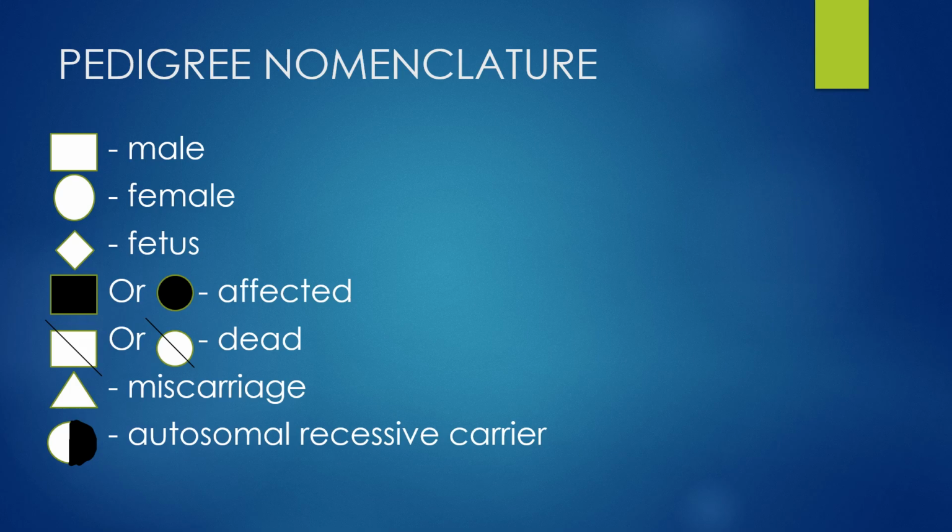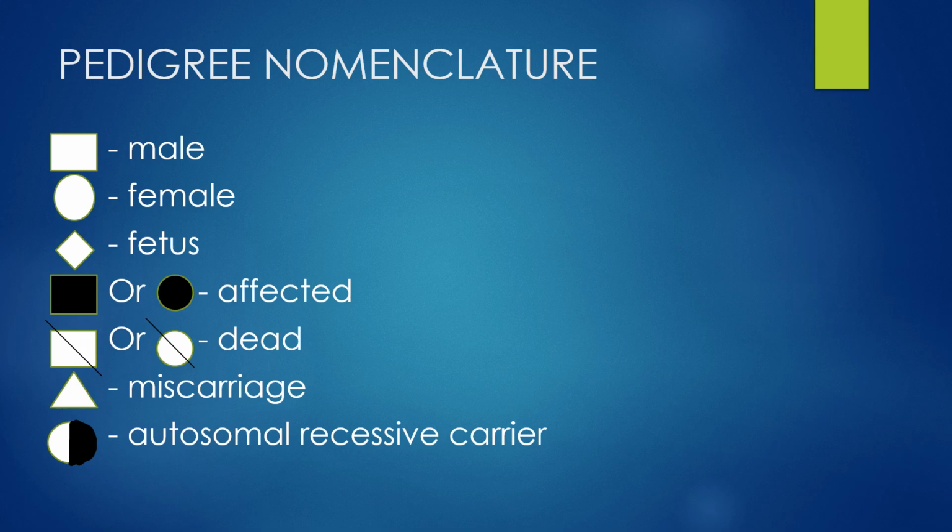A white circle represents a healthy female. When you see a diamond, you know that it represents a fetus or someone of unknown sex at the time. A dark or colored in square or circle usually represents an affected female or male, or a person that has the trait that you are trying to find in the pedigree.